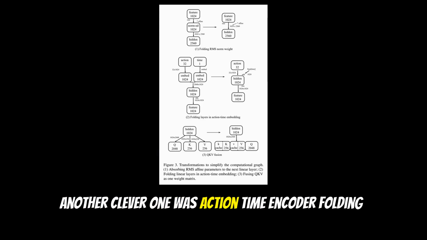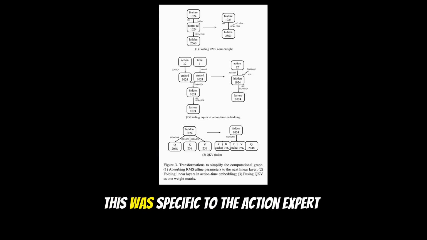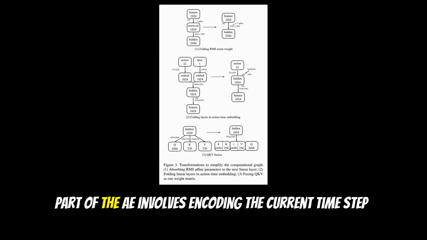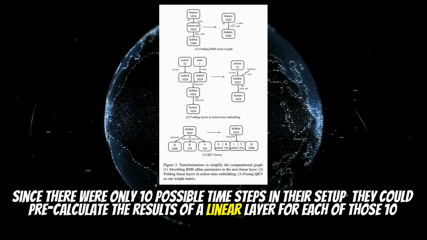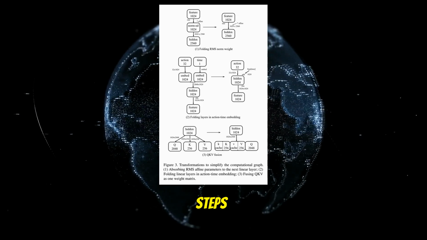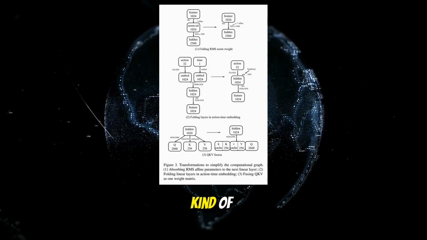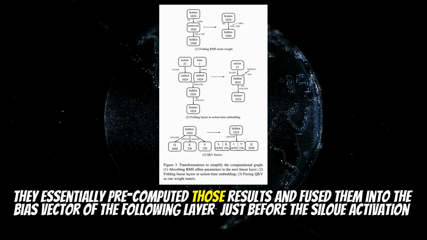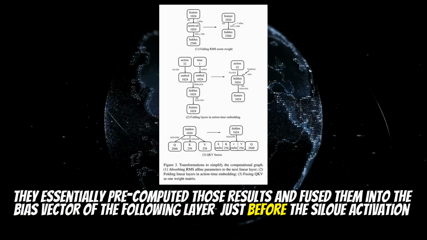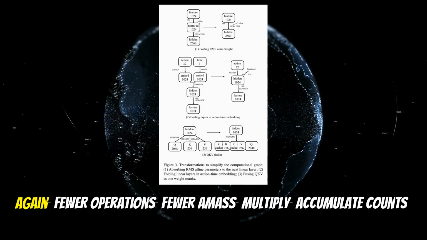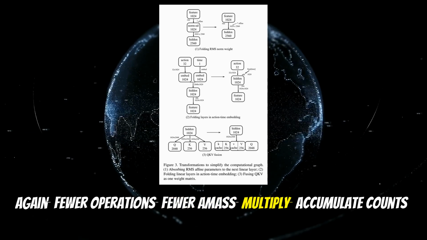Another clever one was action time encoder folding. This was specific to the action expert. Part of the AE involves encoding the current time step. Since there were only 10 possible time steps in their setup, they could pre-calculate the results of a linear layer for each of those 10 steps. Ah, like a lookup table. Kind of. They essentially pre-computed those results and fused them into the bias vector of the following layer, just before the SiLU activation. Again, fewer operations, fewer multiply-accumulate counts.